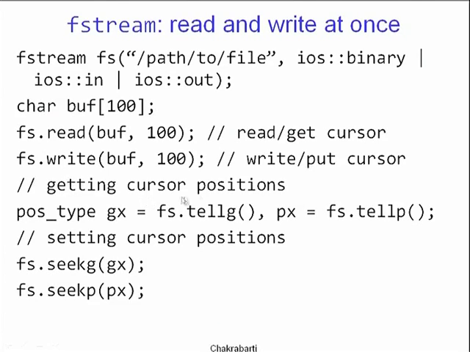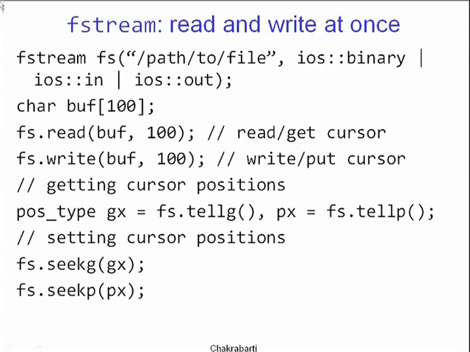You can actually ask for where the cursor positions are. You can say tellg, tell me where the get cursor is, the read cursor. tellp, tell me where the put cursor is. That's the write position. And what you get back is not an integer, but it's a pos type. Why is that? Because if it were an integer, we could only support files which are up to about 2 billion bytes, which is not large by today's standards. You could definitely have multi-gigabyte files and you'd run out of offset. That's why the offset in a file is defined in a generic way called pos type.